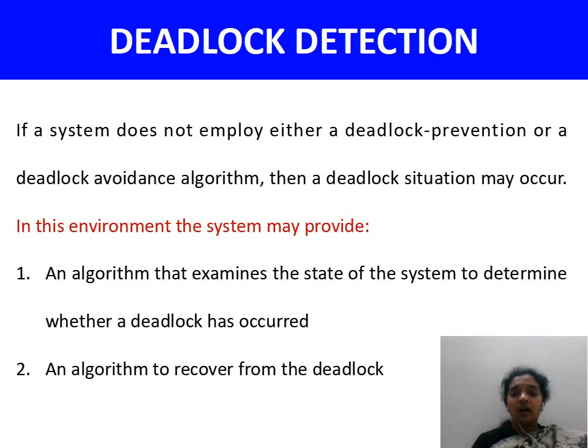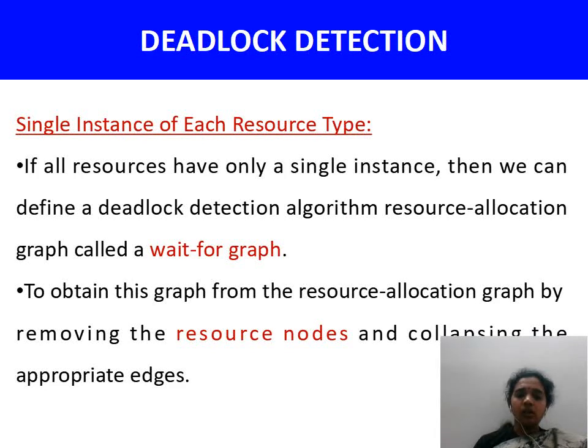So here we can detect the deadlock when there is a single instance of a resource. If all resources have only a single instance, then we can define a deadlock detection algorithm using a variant of the resource allocation graph, which is called the wait-for graph. We obtain this graph from the resource allocation graph by removing the resource nodes and collapsing the appropriate edges.